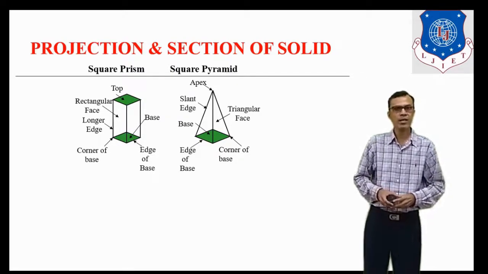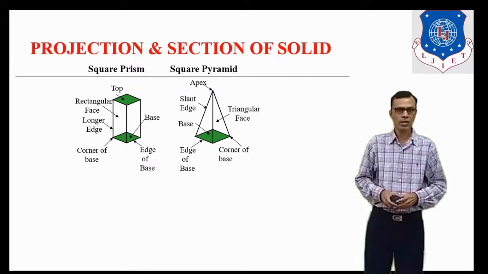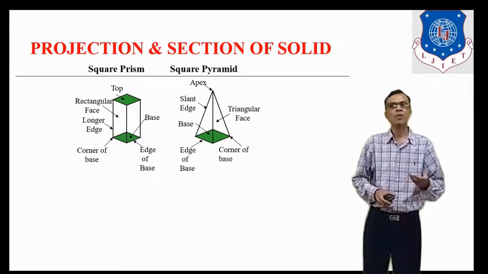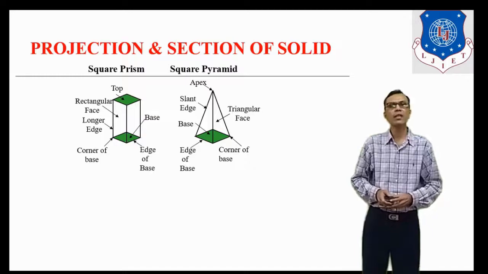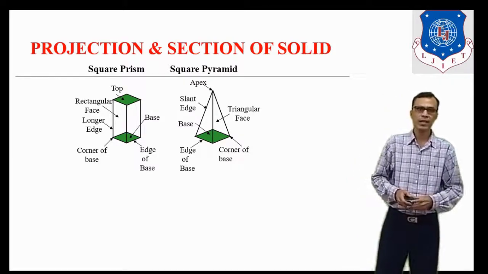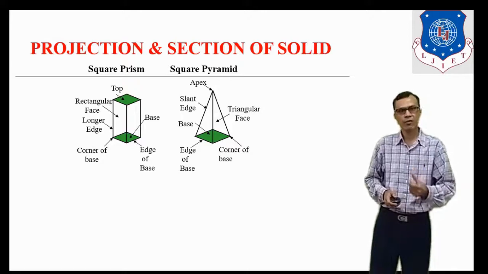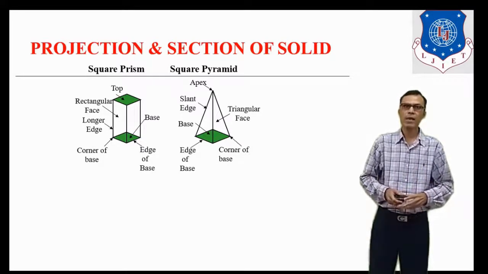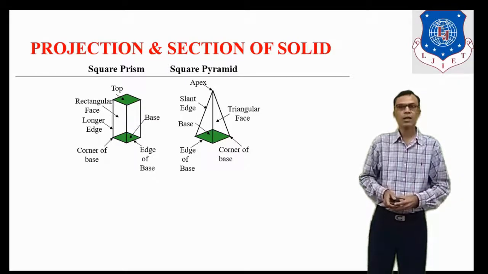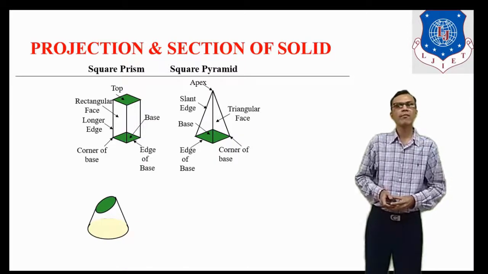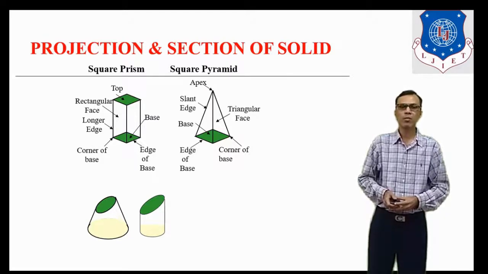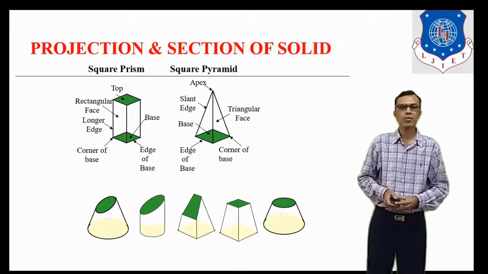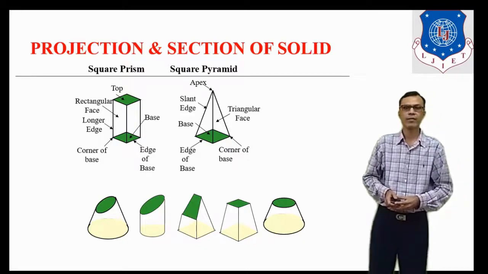Another solid is pyramid. There is one apex and one base. Both apex and base are bounded by triangular surfaces. Here also, depending on the type of the base, type of the pyramid is defined. Here shape of the base is square, that's why it is known as a square pyramid. If shape of the base is pentagonal, then it would be known as a pentagonal pyramid. Now, about section of solid, if we cut these solids with a cutting plane in different positions, then we will obtain sections of solid. Some sections of solids are shown here.